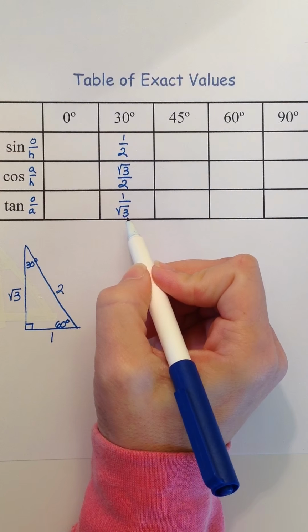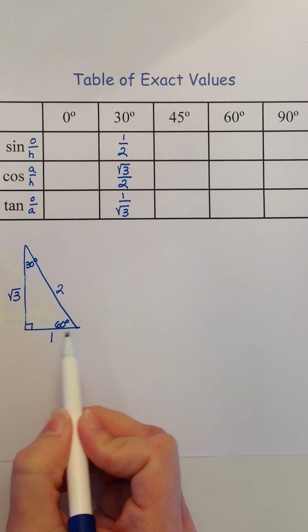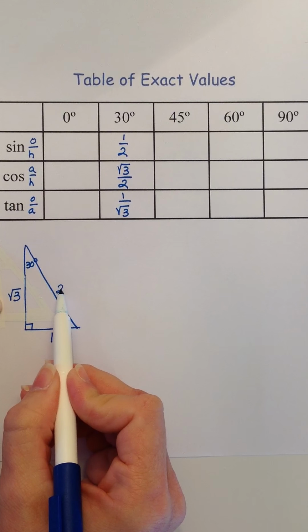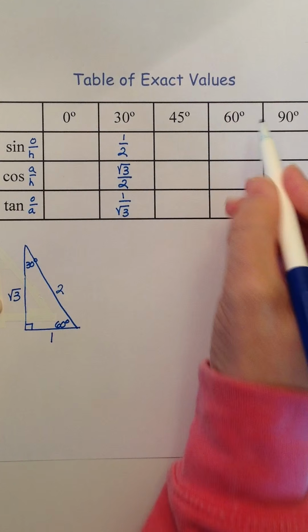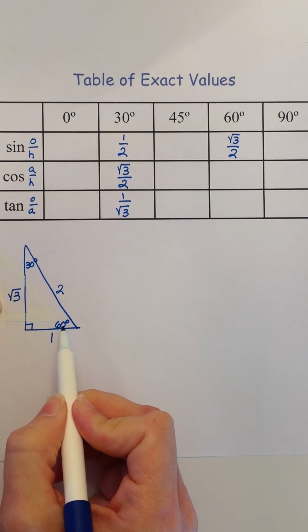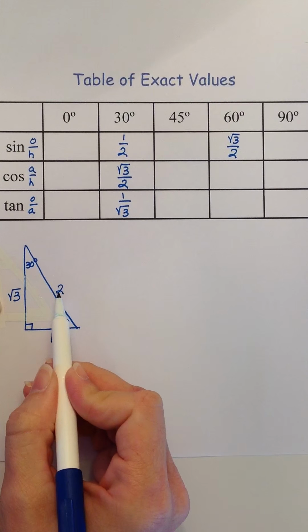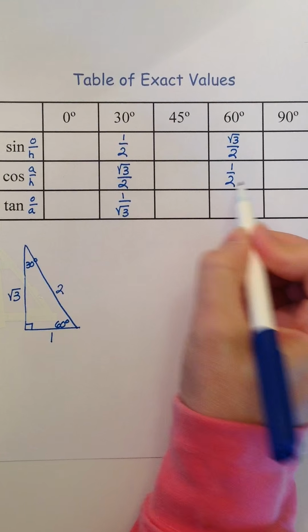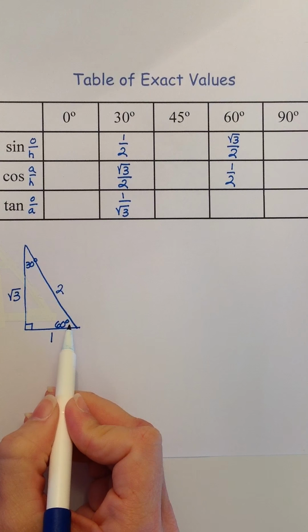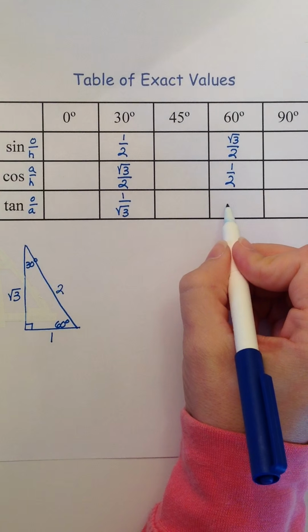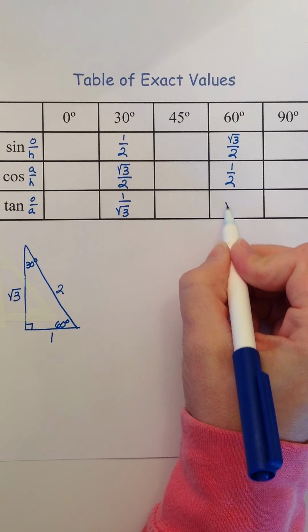Okay, from the same triangle, from the 60 degree angle this time, sine would be opposite over hypotenuse, so that's going to be square root 3 over 2. Cosine is going to be adjacent over hypotenuse, so that would be 1 over 2. And then tangent is going to be opposite over adjacent, so square root 3 over 1 would just be square root 3.